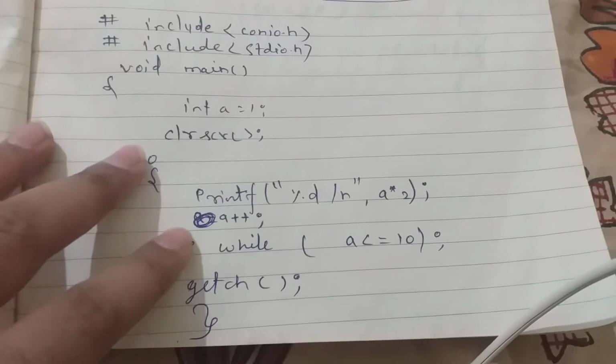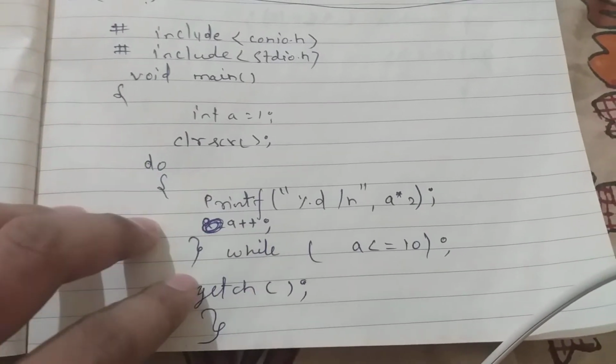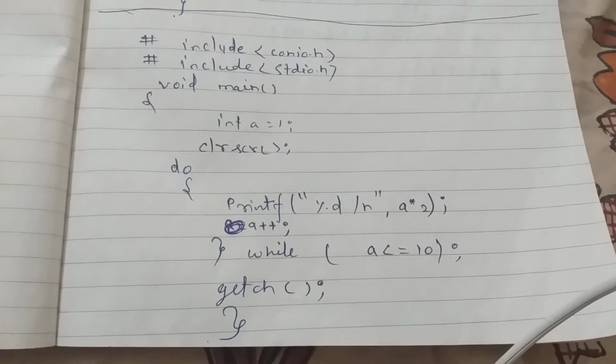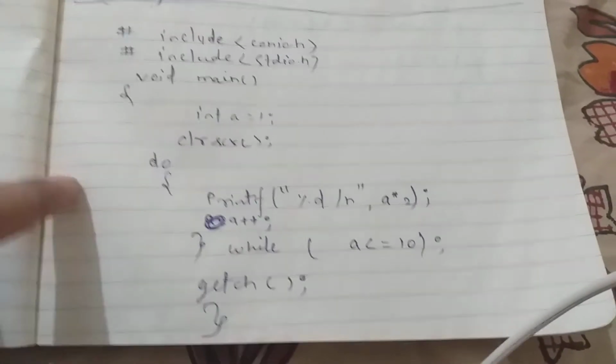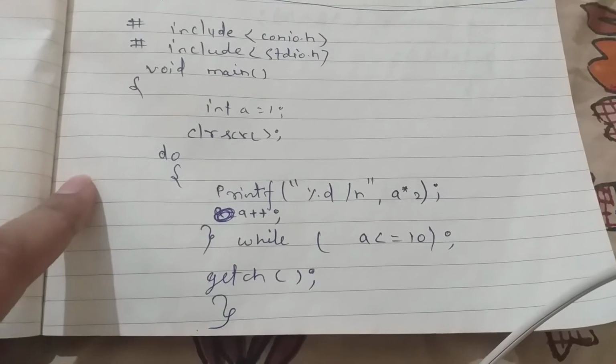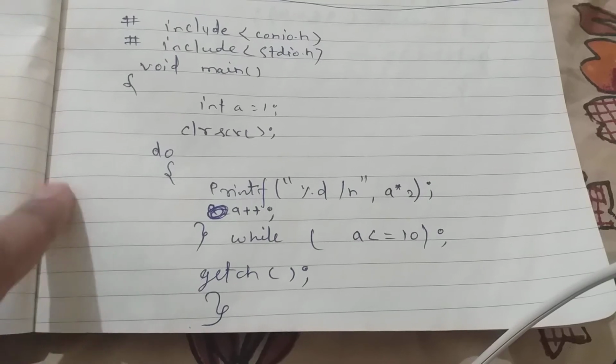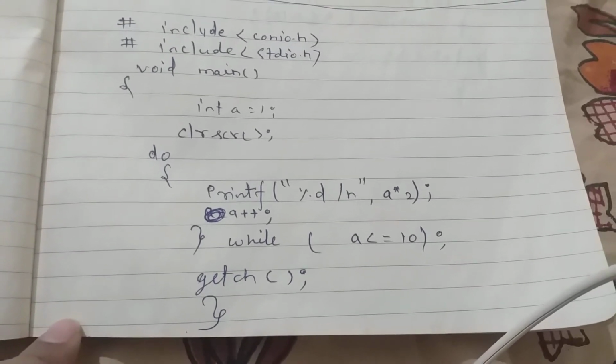So, what will be its logic? We know how the table of 2 can be created. It can be created like 2 into 1, 2 into 2, 2 into 3, 2 into 4, up to 2 into 10, that is 20.